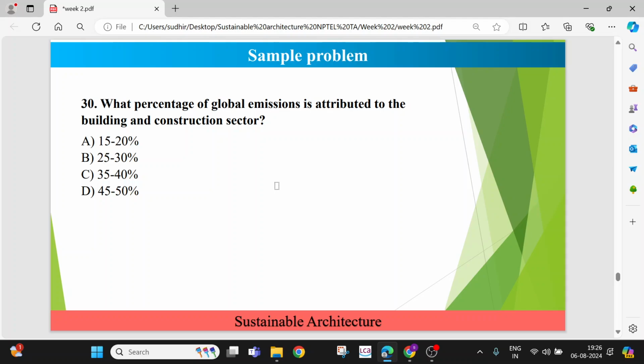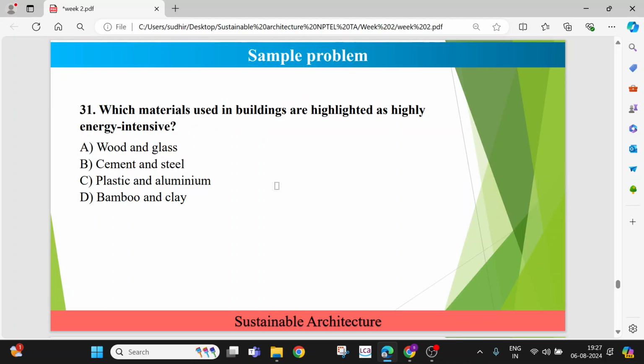So try to give all of you the answer to question number 31. I hope all of you will be able to give the answer. Which material used in the buildings is highlighted as highly energy intensive? Option B. Option B. Yeah, so option B is the right answer for this one.